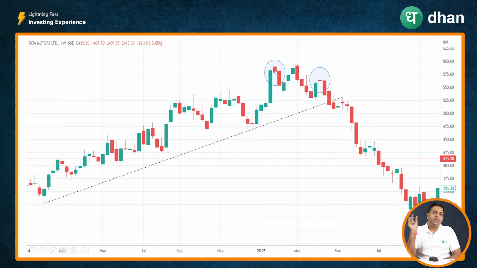Although the typical definition of a star formation says that the bodies should not overlap, you need to be slightly flexible when you are analyzing charts. You cannot always have book style formations. So this was the first indication, as I said, that the bears might be willing to take charge and the bull momentum might be fading.